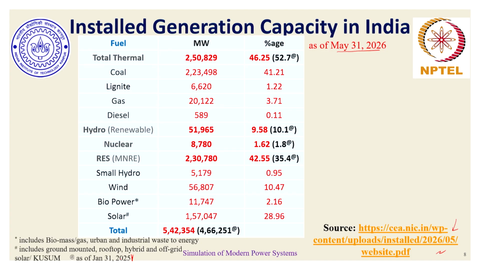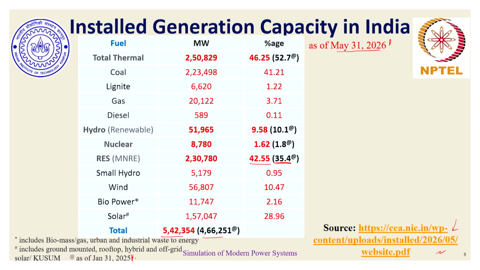January 31st, 2025, we had an installed capacity of around 466 gigawatts, whereas over a year and 4 months, that same 466 gigawatt has increased to 542 gigawatt, with the overall renewable energy share going up from 35.4% in January 2025 to 42.55% as of May 31st, 2026.